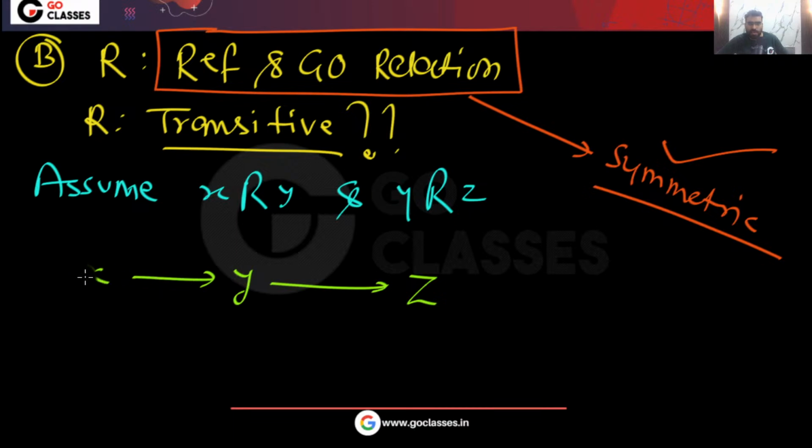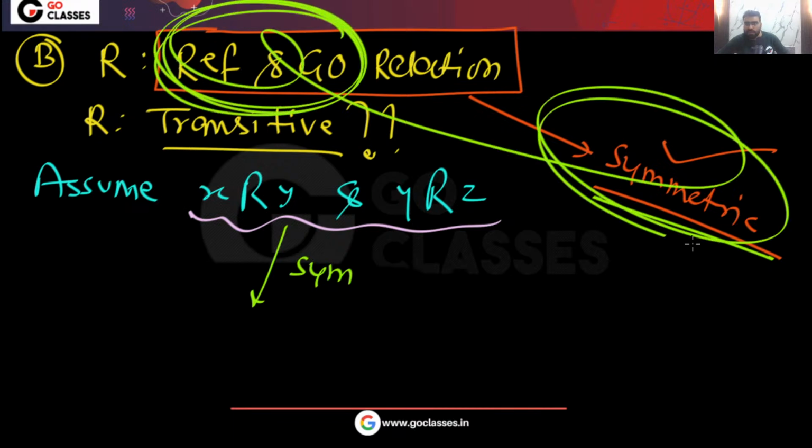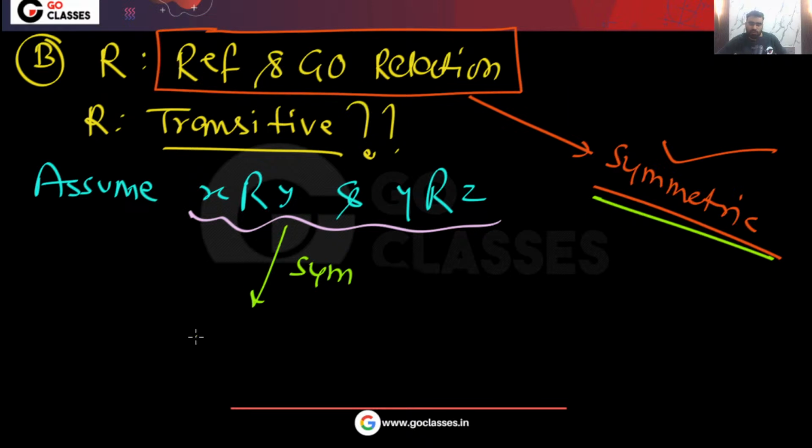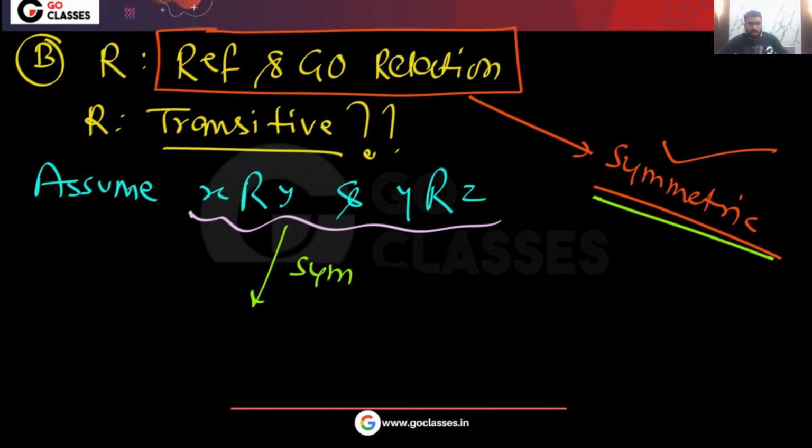So, if you assume that X is related to Y and Y is related to Z, then because of symmetry, what will happen? We have already seen that if a relation is reflexive and Euclidean, then it will be symmetric. So because of symmetry, it will happen that X will be related to Y and Z will be related to Y. Yes or no? So I can say Y will be related to X. Because of symmetry, this will happen.